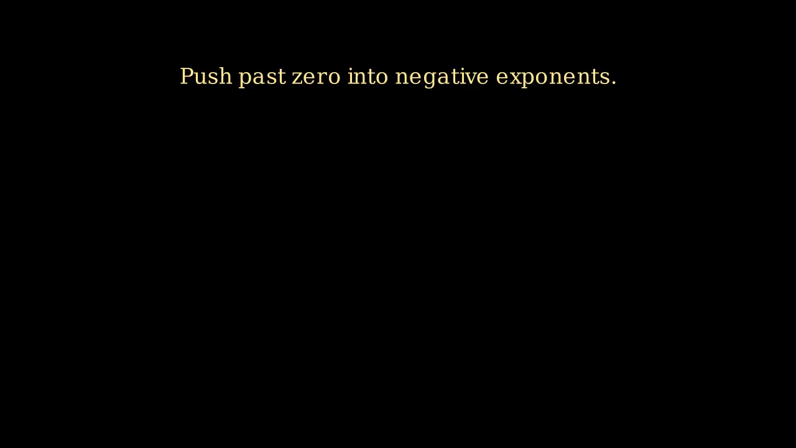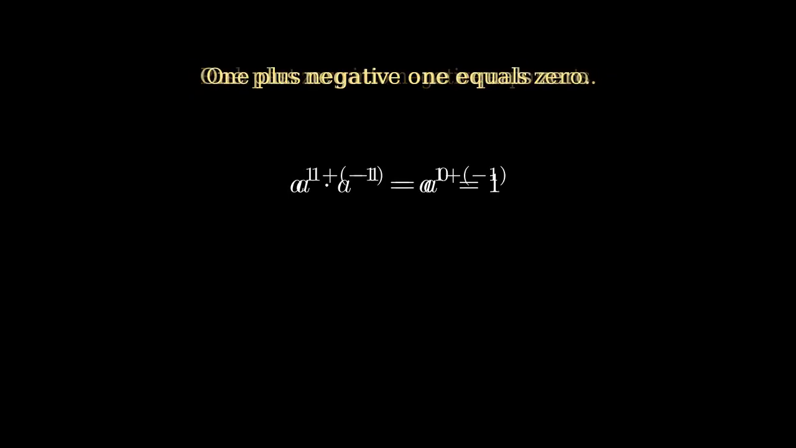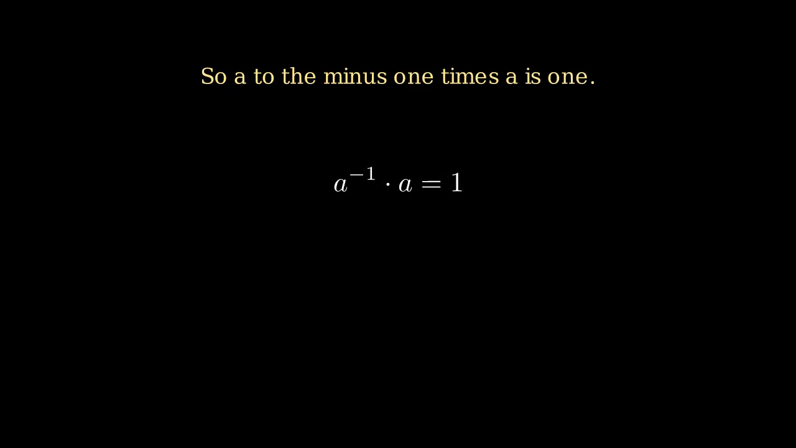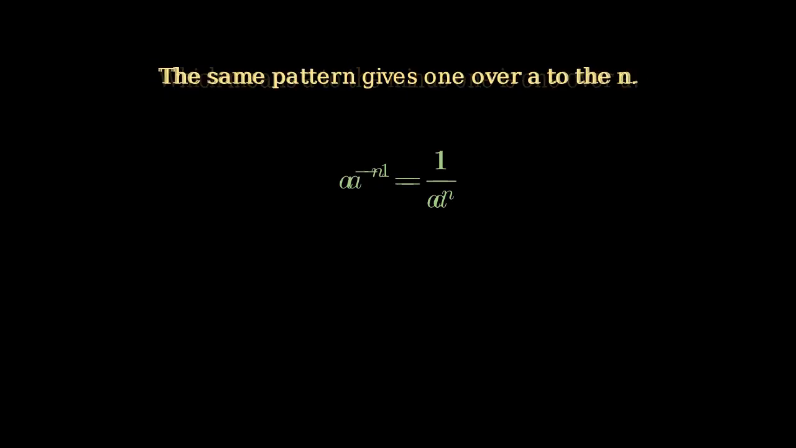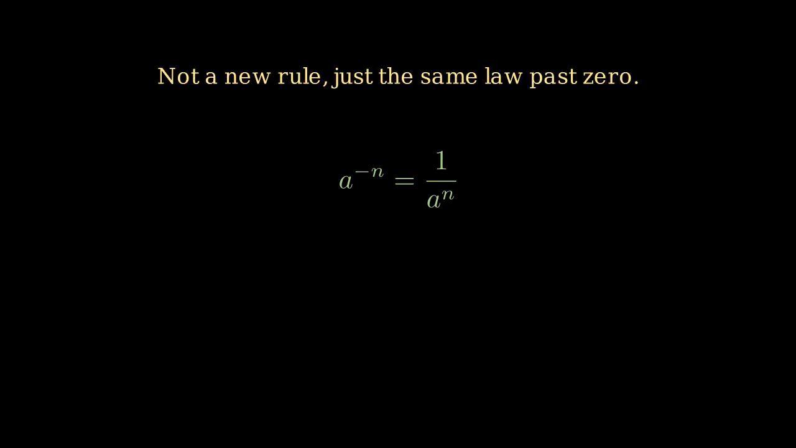Keep dropping the exponent past 0 into negative territory. We need a^1 times a^(-1) to equal a^(1+(-1)), which is a^0, which we just showed equals 1. So a^(-1) times a equals 1, which means a^(-1) must equal 1 divided by a. Following that same pattern for any n gives us a^(-n) equals 1 divided by a^n. Notice this is not a new rule, it is the exact same multiplication law, just carried past 0.